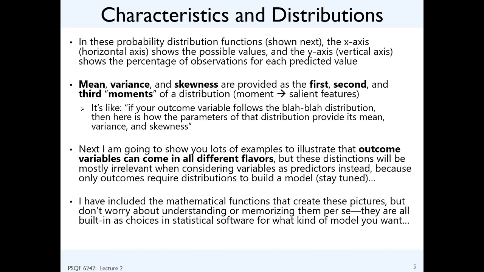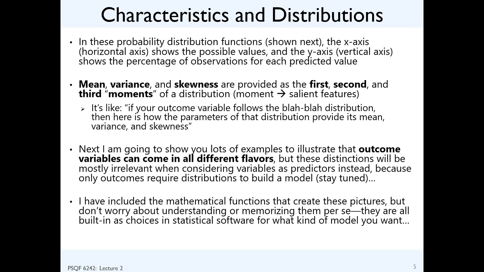So, yeah. In the pictures that are coming, the x-axis shows the possible values of the variable. The y-axis shows the likelihood of observing each. Likelihood, think probability: how frequently we would observe each, given the properties of the distribution. So there are mean, variance, and skewness. Those are the things that we have to know what the shape of the distribution looks like.